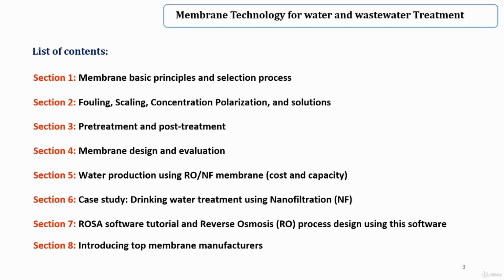In section 2, you will learn about the membrane problems such as fouling, scaling, concentration polarization, and how to minimize them. Section 3, Pre-treatment and Post-treatment. In this section, types of the pre-treatment and post-treatment are presented and how to select an appropriate pre-treatment for your membrane to increase the membrane life.